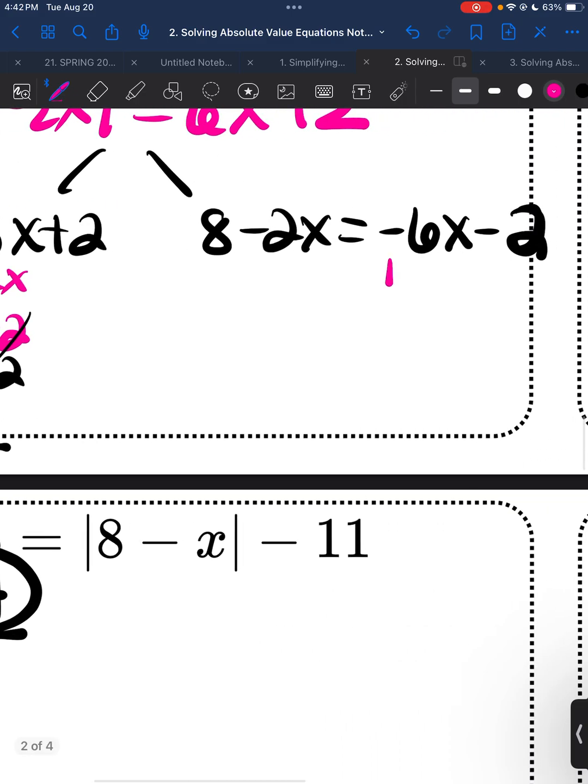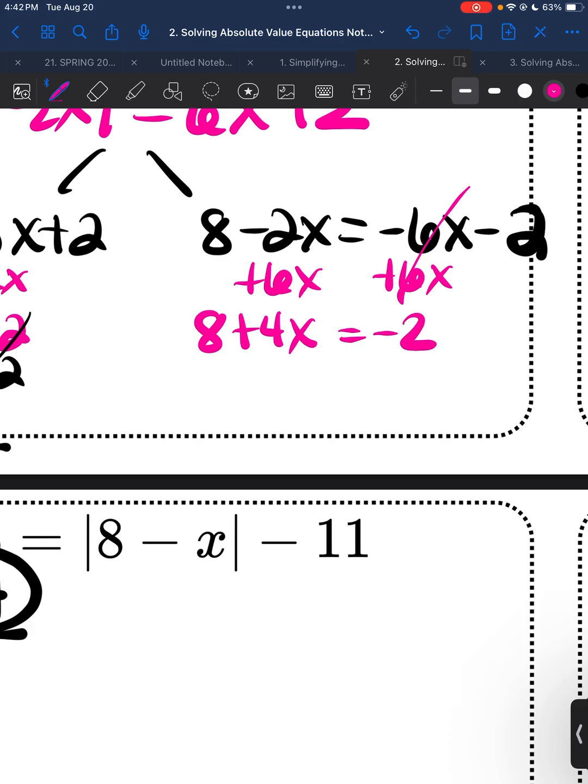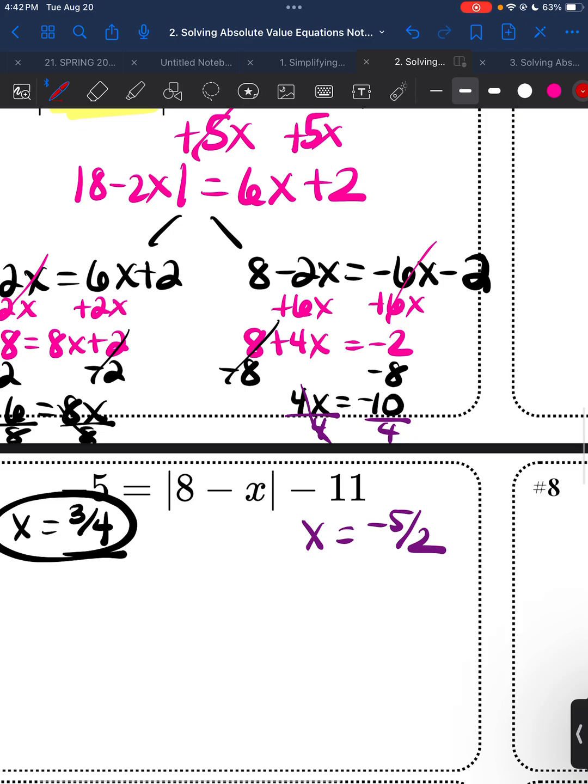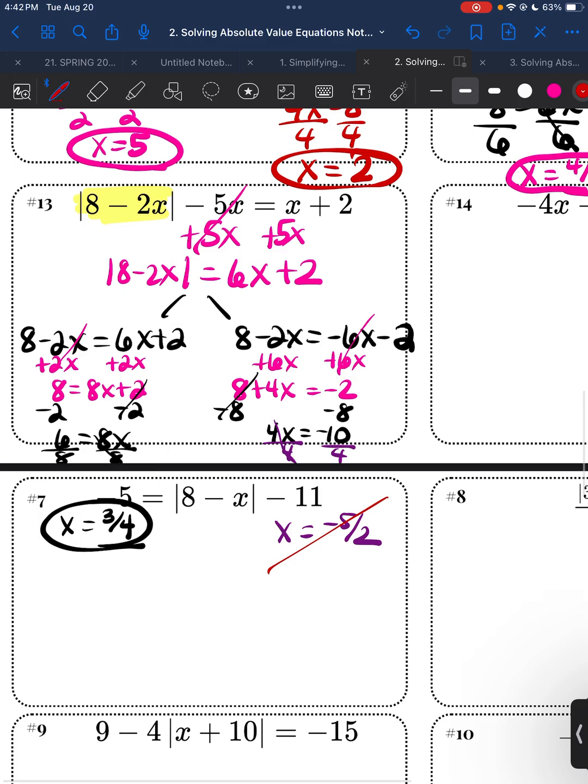And then here I'm going to do plus 6x. This gives me 8 plus 4x is equal to negative 2. Then I'm going to do minus 8. I have 4x is equal to negative 10. And then finally divide by 4. So I get x is equal to negative 5/2. I plug this one in, check it. This one comes out as false, so you can leave it like this and only circle the 3/4, or you can circle the 3/4 and cross this one out. But your only answer is 3/4.